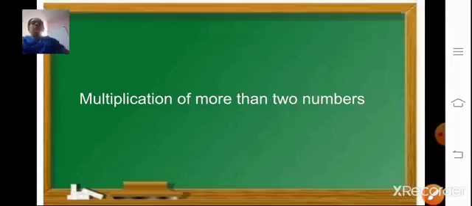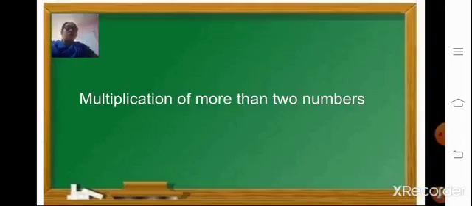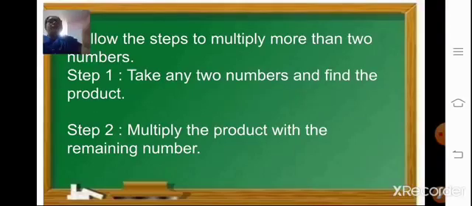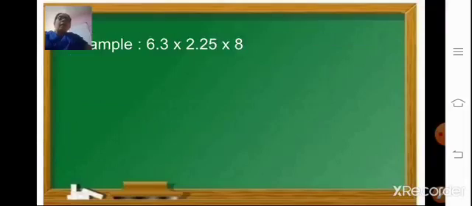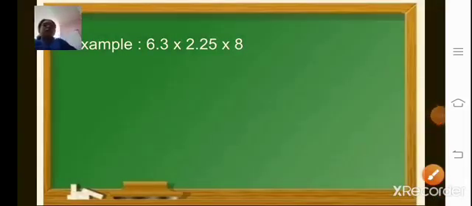Now coming to the next topic, that is multiplication of more than 2 numbers. Steps to follow when you multiply more than 2 numbers. Take any 2 numbers and find the product. Again here you have to ignore the decimal point. Then, if you have any other numbers, multiply the product with the remaining number. Any two numbers you can multiply first and then go to the third and the fourth number. Okay, let us start with an example.